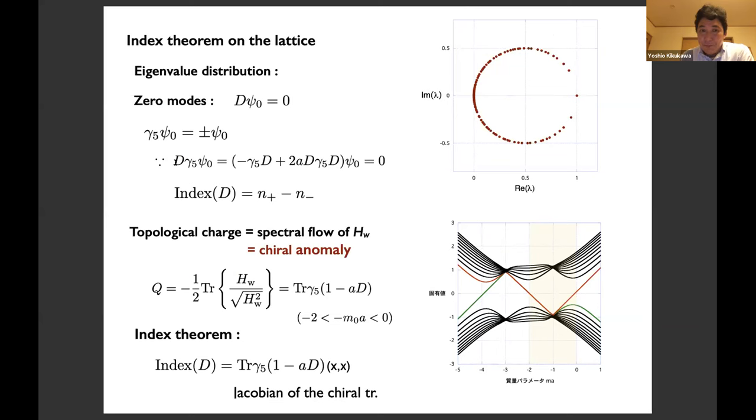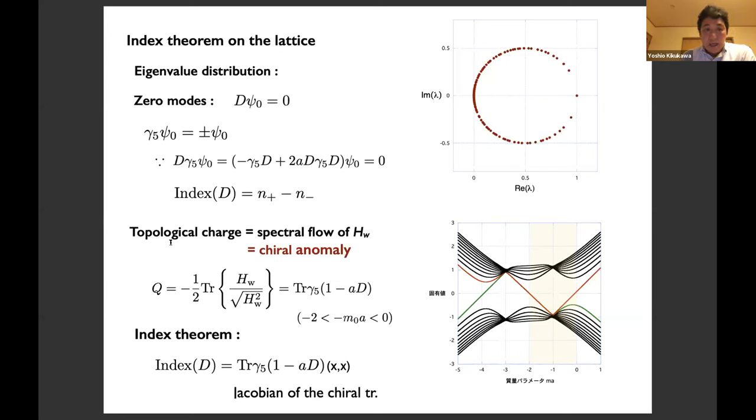Since you can show, if you have a zero mode and multiply by this one, then using the Ginsparg-Wilson relation, gamma 5 on this field commutes with the Dirac operator. This means that we can choose the zero mode on the lattice as a chiral eigenstate in the usual sense. Then we can define the index of the Dirac operator as usual. Okay, so a zero mode of the lattice Dirac operator has a definite chirality. Then you can count the number of positive zero modes and negative zero modes, and you can take the difference, and it defines the index of the overlap Dirac operator.